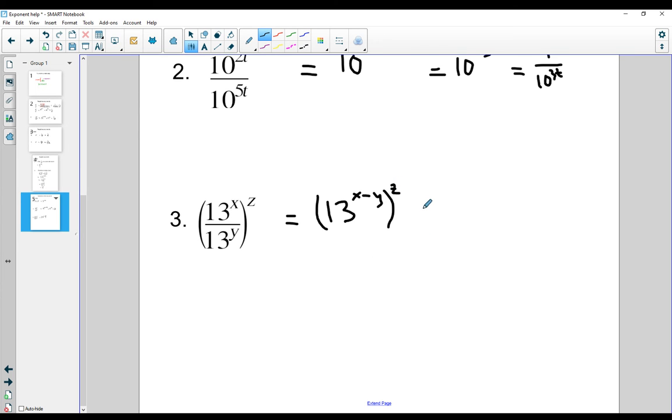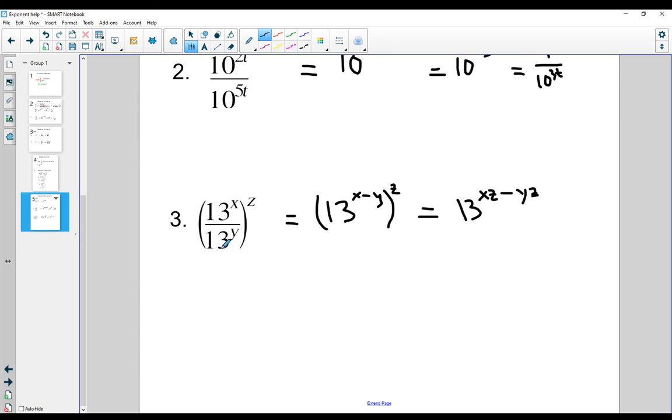And then I can simplify that further. I'm going to say, okay, so I'm going to have to multiply everything that's my exponent by z. That's what the power of a power law is. So 13 stays the same, my base stays the same, and now I'm going to have x. If I multiply x by z, I get xz. Take away, multiply y by z, yz. And there we go. That is as simplified as it can get. These are not like terms, so we can't combine them, so we are good to go.